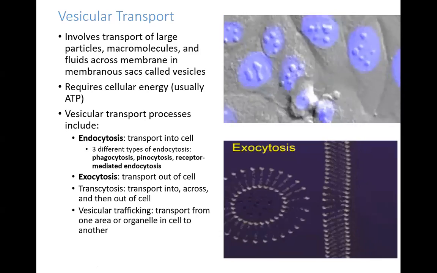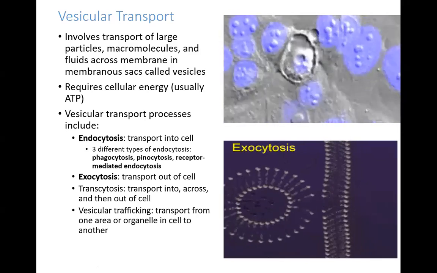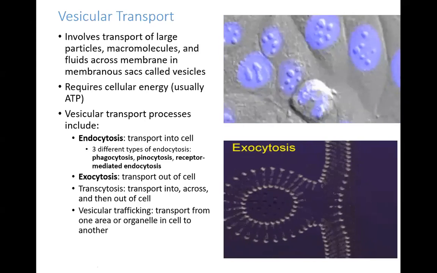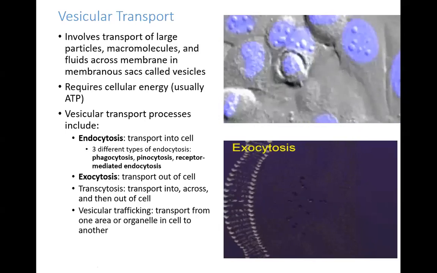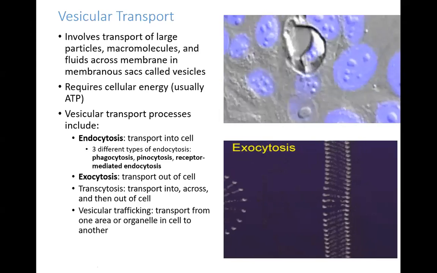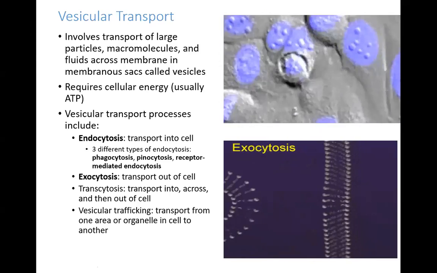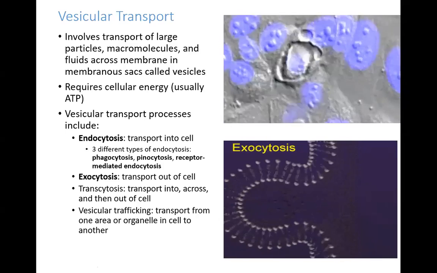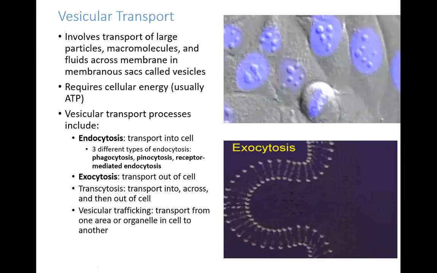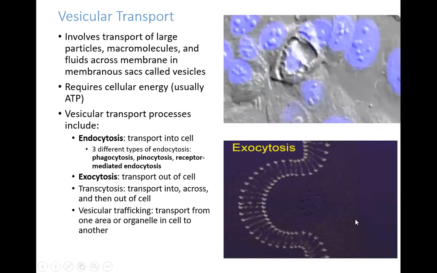Pinocytosis means cell drinking. So we see a bacteria being eaten by a white cell. We surround the bacteria, we engulf it and put it inside its own vesicle, and then we digest it inside the cell. It requires energy, but it's a great way of getting large substances into the cell. We're getting large molecules outside of the cell here through exocytosis.